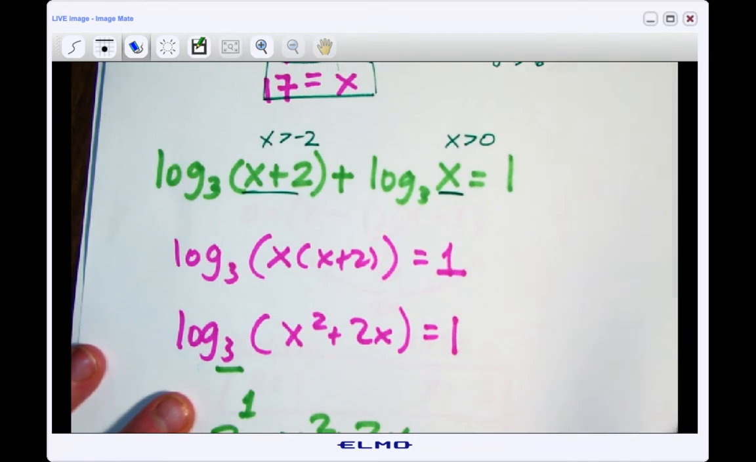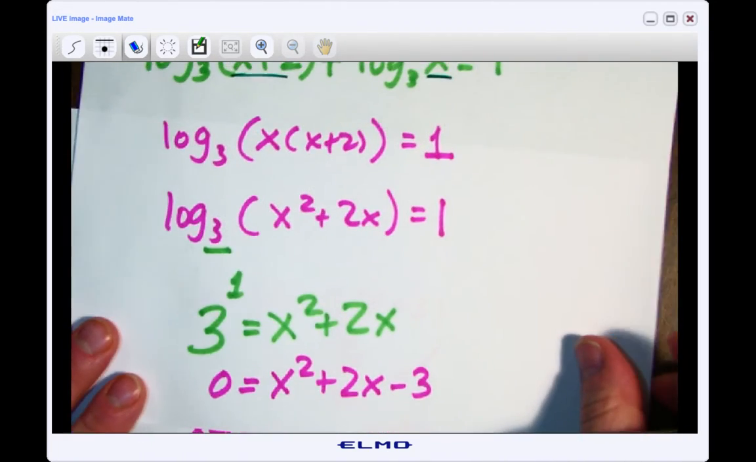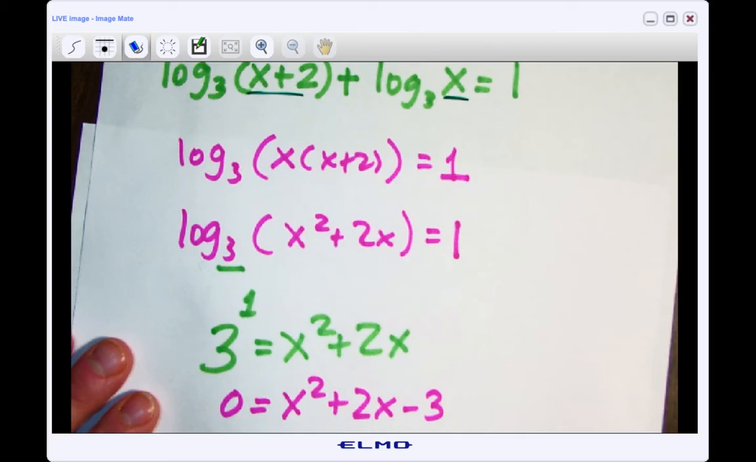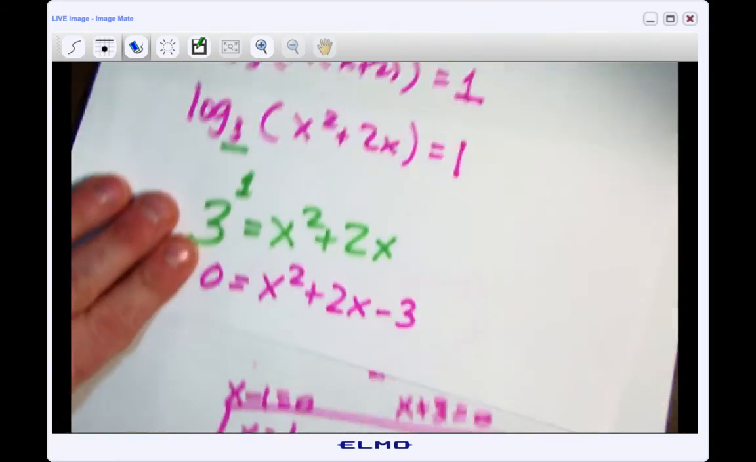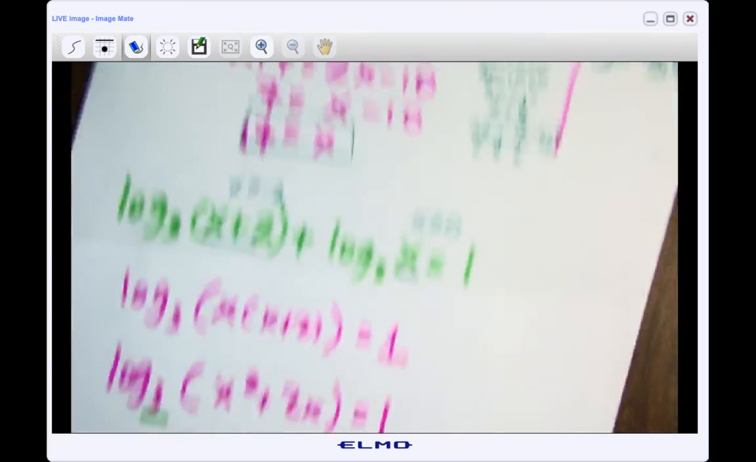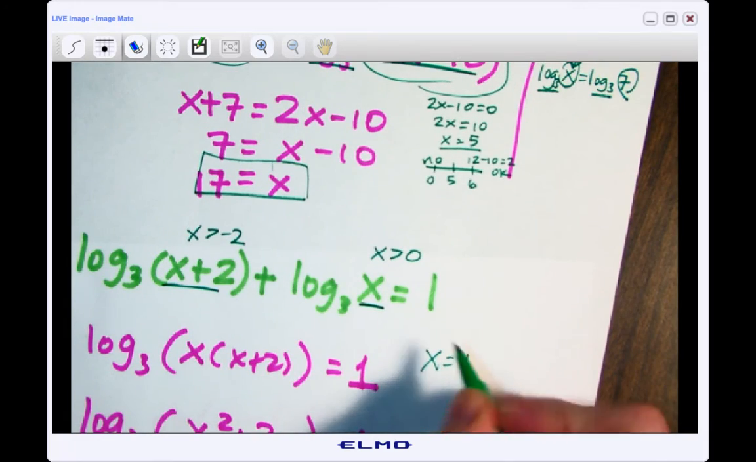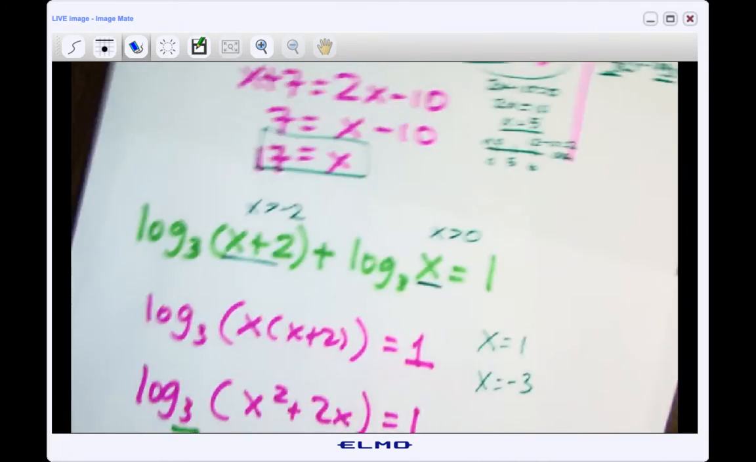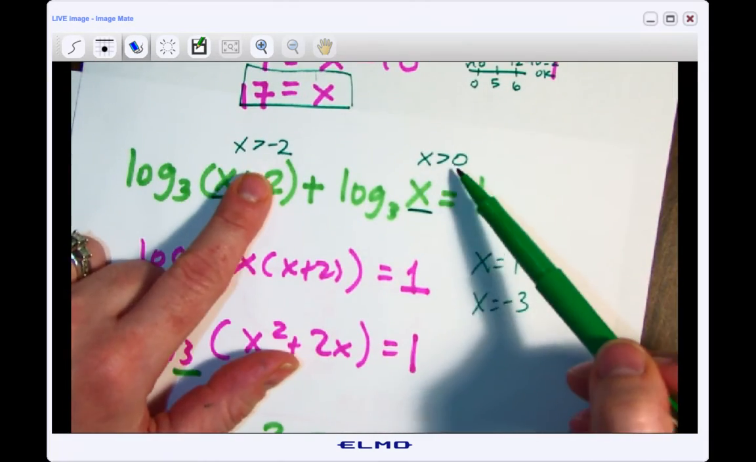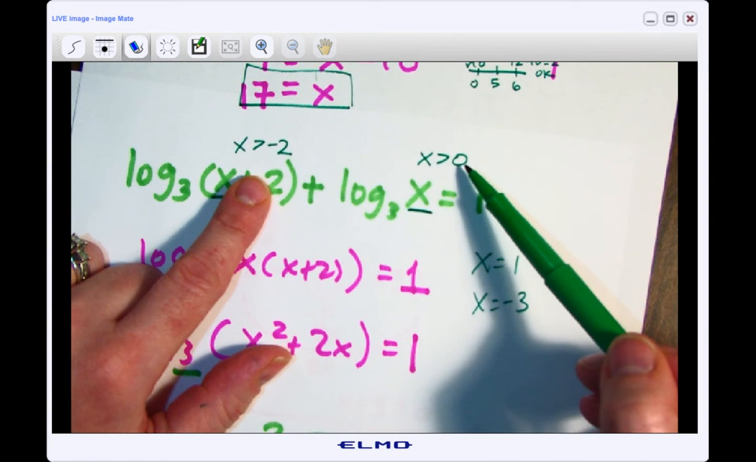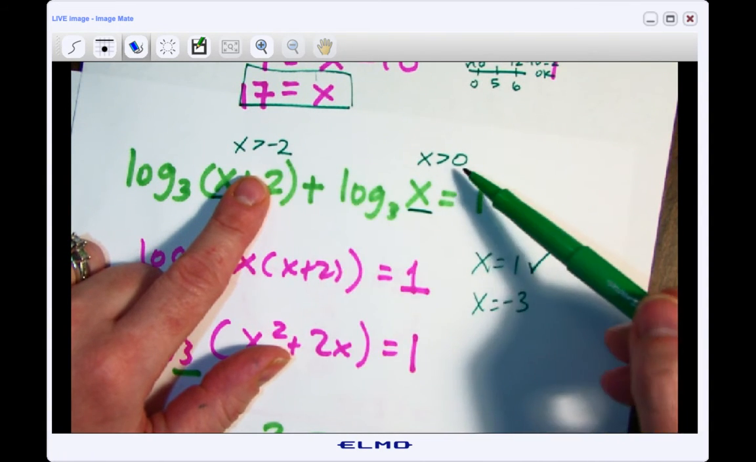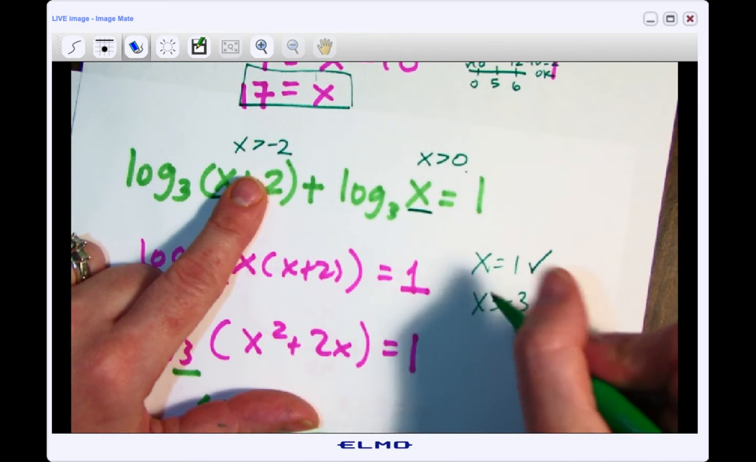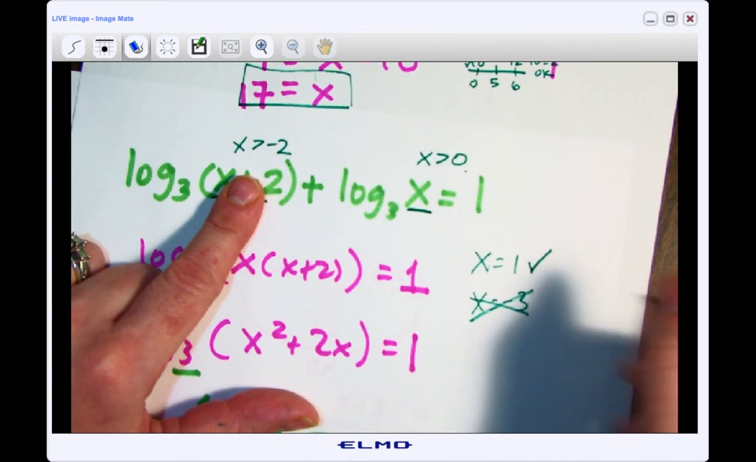So let's go back to our numbers. I had 1. Come on, 1. Show up. There you are. And negative 3. So I'm going to put them here. x is equal to 1 and x is equal to negative 3. So let's keep going back. All right, so let's take a look at our numbers. Is x bigger than both of these? Sure, 1 is okay. All right, negative 3 is not bigger than either of these. So that means that negative 3 is my extraneous solution.